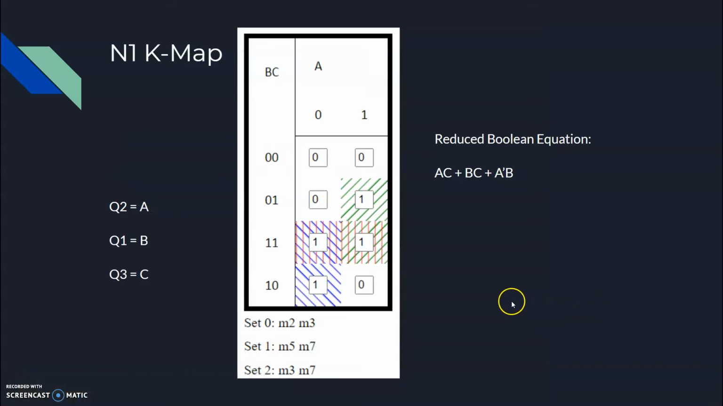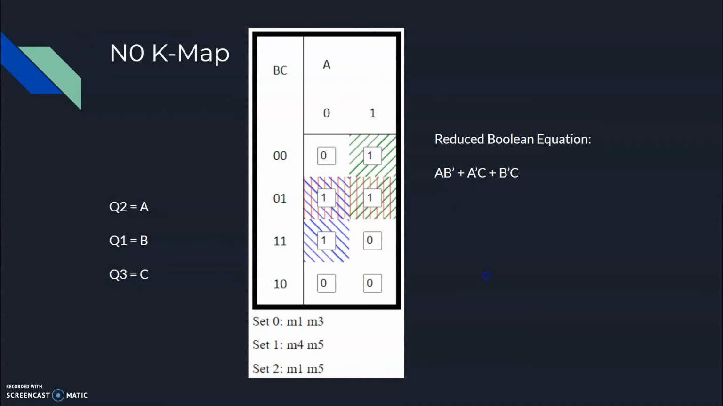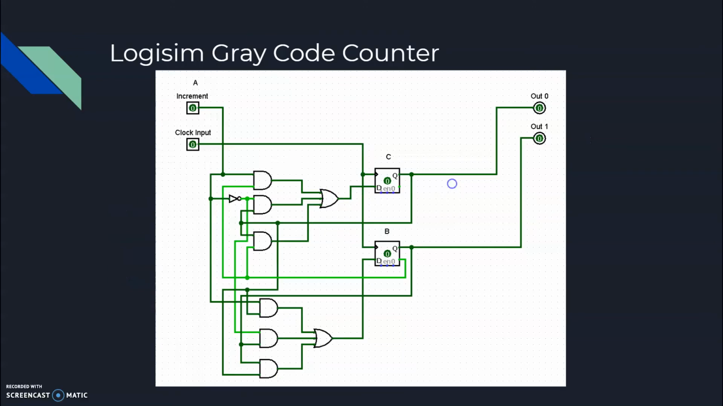Now this one was also using hazard-free design, so you see that these two can be looped together with two different pairs, and they are giving us the equation A and C, or B and C, or A naught and B. Next we have the same sort of setup, which is A and B naught, or A naught and C, or B naught and C. This is how this looks when it's implemented in Logisim.